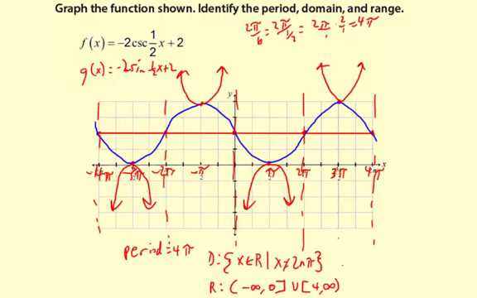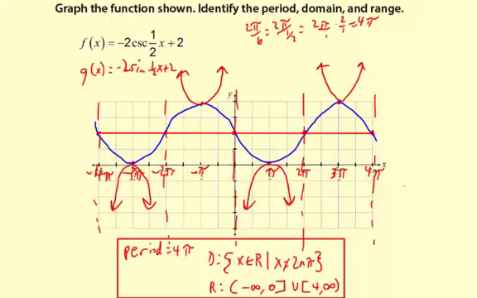So this says the range is all negative values up to 0 and including 0, and then from 4 all the way up forever. And there's a gap between 0 and 4, not including 0 and 4, where there are no outputs. Okay, so there's the graph and the domain and range.